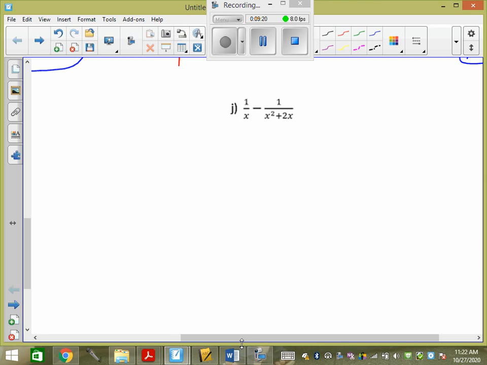Take an x out. So this one stays the same. And this one I get an x and an x plus 2. Now on the right I have an x and an x plus 2.